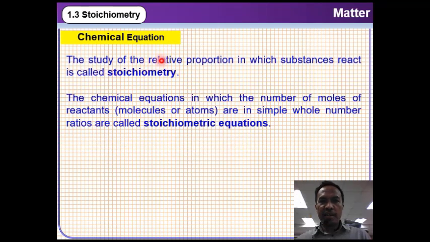The study of relative proportion in which substances react is called stoichiometry. The chemical equation in which the number of moles of reactants, which are molecules or atoms, are in simple whole number ratios is called a stoichiometric equation.